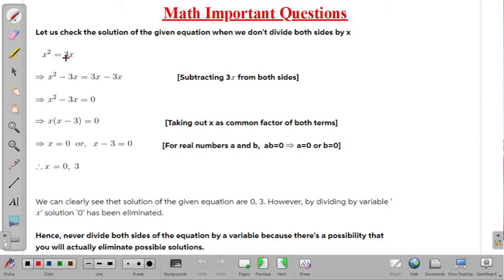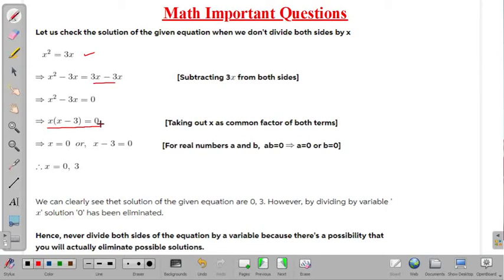So x square equal to 3x, we will subtract 3x from both sides in order to eliminate 3x from the RHS. Now our right side will become 0, and the left side will be x square minus 3x. Taking x as a common factor, we will get x into (x minus 3) equal to 0.